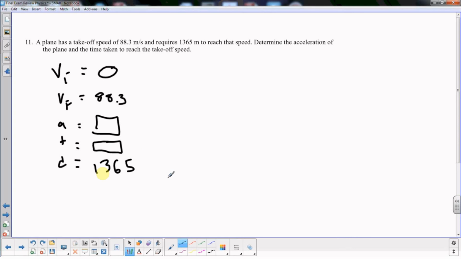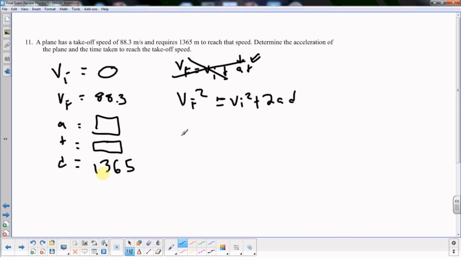How can we do this? Do the time first? No, we can do the acceleration first. Or can we do either first? VF equals VI plus AT. Can't use that because we don't have T or A. VF squared, how's this one? Equals VI squared plus 2AD. How's that? 88.3 squared equals 0 squared. That makes life easy. Plus 2A, 1365. I think I can figure out the A from there.